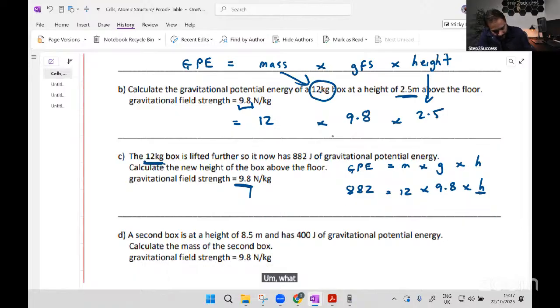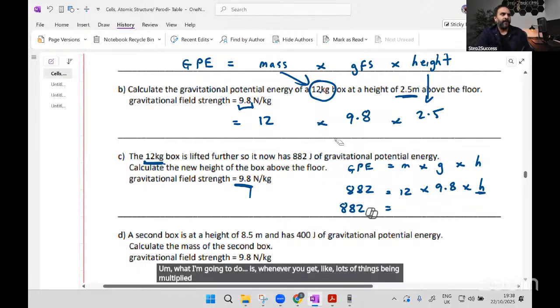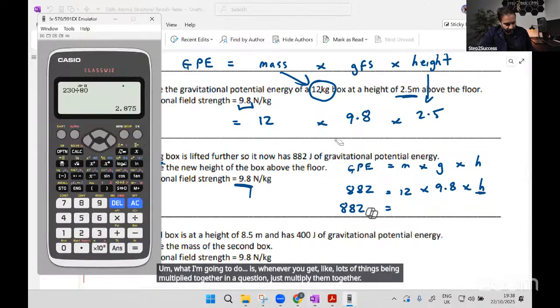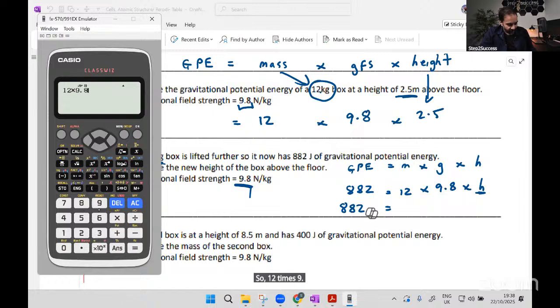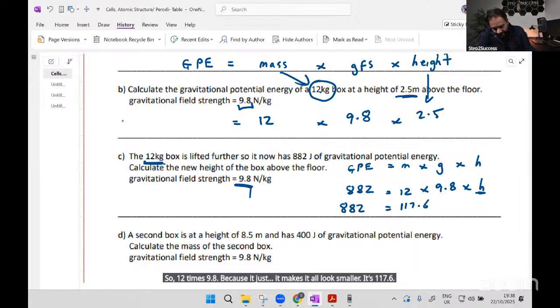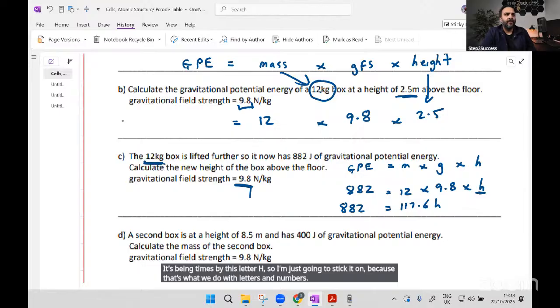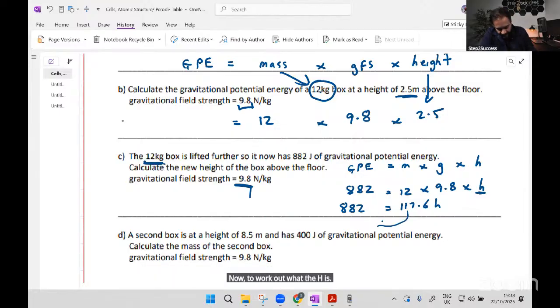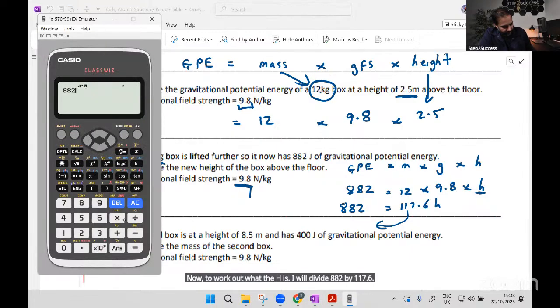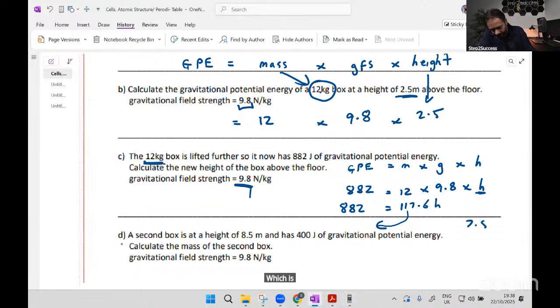What I'm going to do is whenever you get lots of things being multiplied together in a question, just multiply them together. So 12 times 9.8, because it makes it all look smaller, is 117.6. It's being times by this letter h, so I'm just going to stick it on because that's what we do with letters and numbers. Now to work out what the h is, I will divide 882 by 117.6, which is 7.5 as the answer to that question.